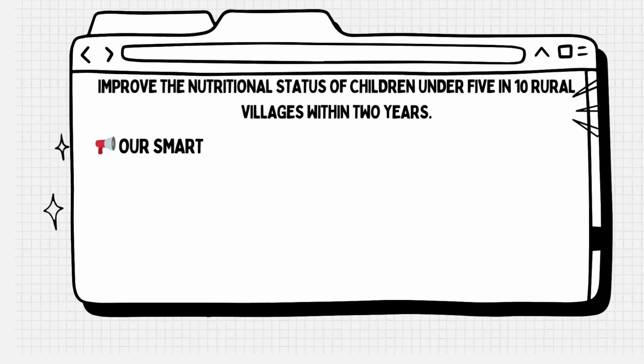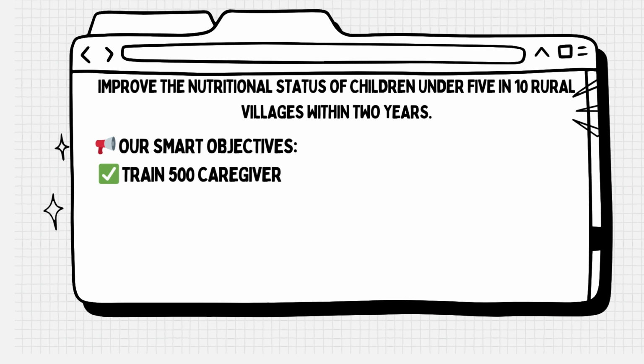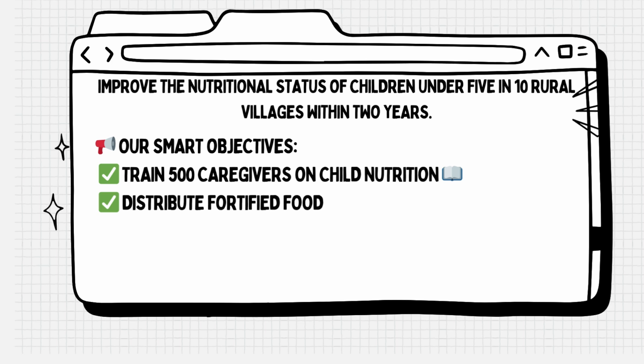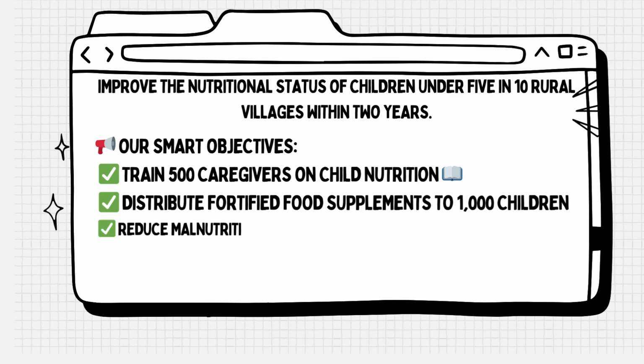First, we start with a clear goal: improve the nutritional status of children under 5 in 10 rural villages within 2 years. Our SMART objectives are: train 500 caregivers on child nutrition, distribute fortified food supplements to 1,000 children, reduce malnutrition rates by 20% within 2 years. Why is this important? Because without clear objectives, we won't know if our project is truly helping these children thrive.